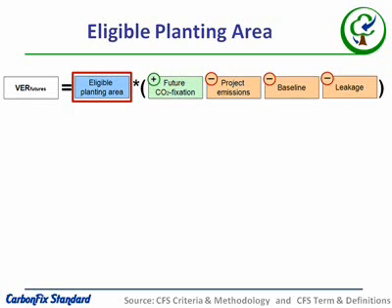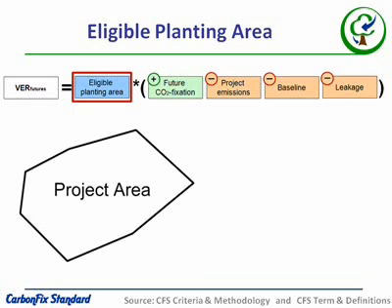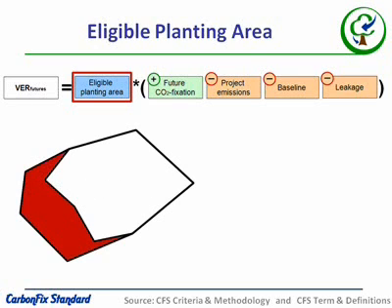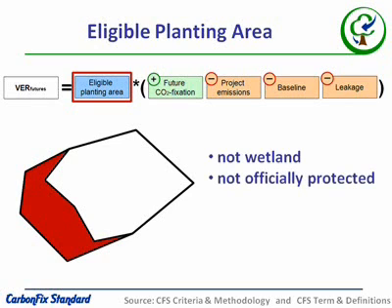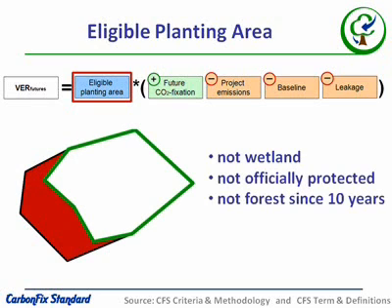To better illustrate the different types of areas, the following polygon will be considered our example project area with the total size of 800 hectares. On parts of this area, no VERfutures can be generated as this land does not meet the criteria of the CarbonFix Standard. VERfutures certificates can only be generated on areas which are not wetland, which are not officially protected, and where there has not been an existing forest for the last 10 years. In our example case, all these criteria are met by the remaining area, which is therefore defined as our eligible planting area.